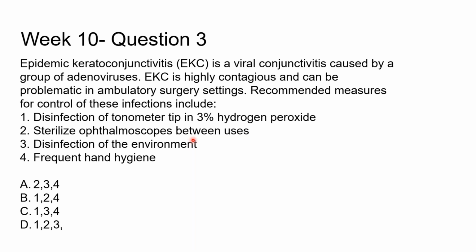Okay, and then last week we had a little bit of issues with this question, so let's see if you guys did your homework. Epidemic keratoconjunctivitis is a viral conjunctivitis caused by a group of adenoviruses. EKC is highly contagious and can be problematic in ambulatory surgery settings. Recommended measures for control of these infections include: 1. Disinfection of tonometer tip in 3% hydrogen peroxide. 2. Sterilize ophthalmoscopes between uses. 3. Disinfection of the environment. And 4. Frequent hand hygiene. What is the correct answer?